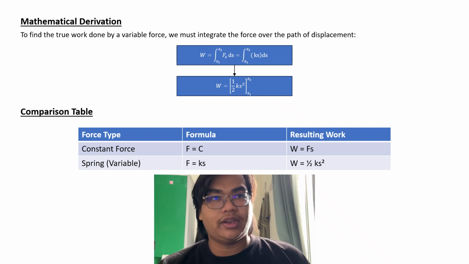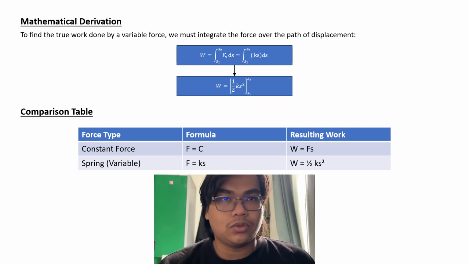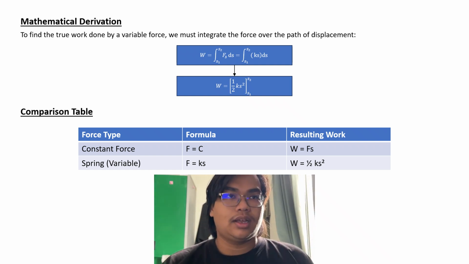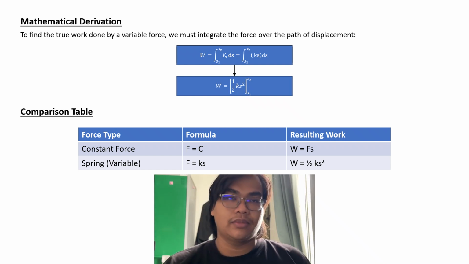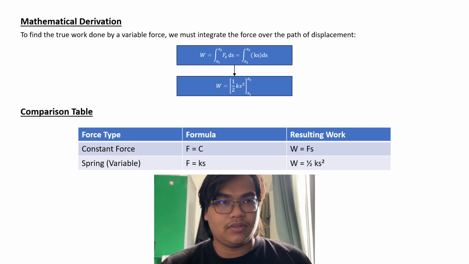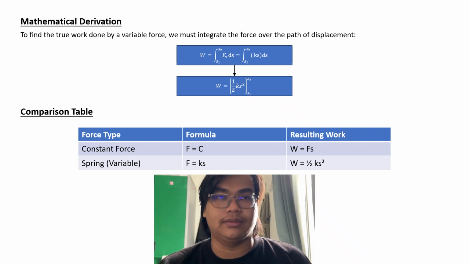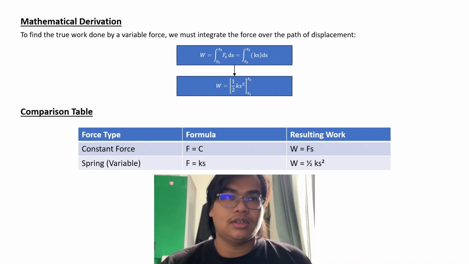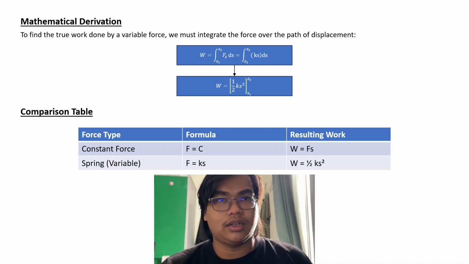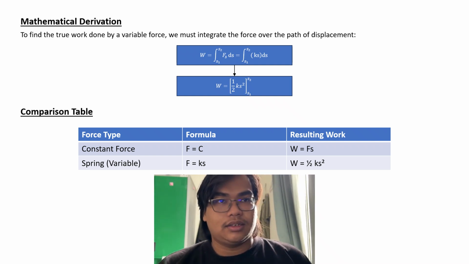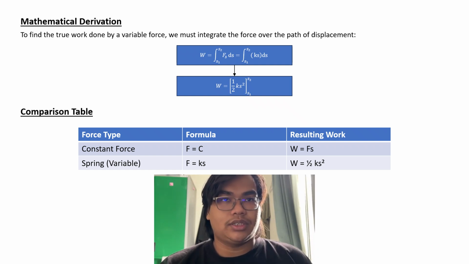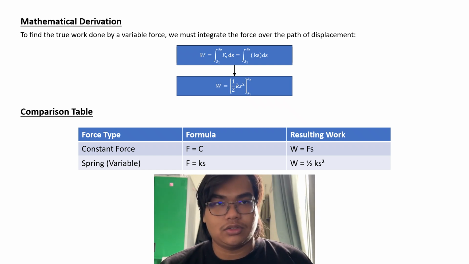Moving on to the mathematical derivation, to calculate the true work done by a variable force, like that of a spring, we cannot simply multiply force by distance. Instead, we must integrate the force over the path of displacement. As shown in the blue box, the work W is equal to the integral of the spring force Fs with respect to the displacement ds, evaluated from an initial position S1 to the final position S2.